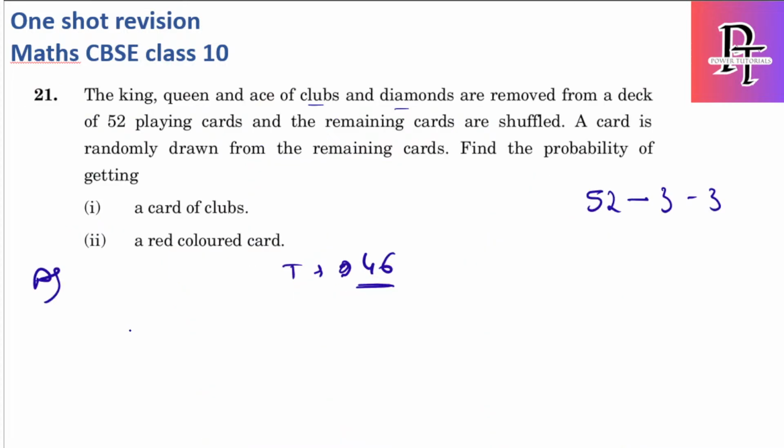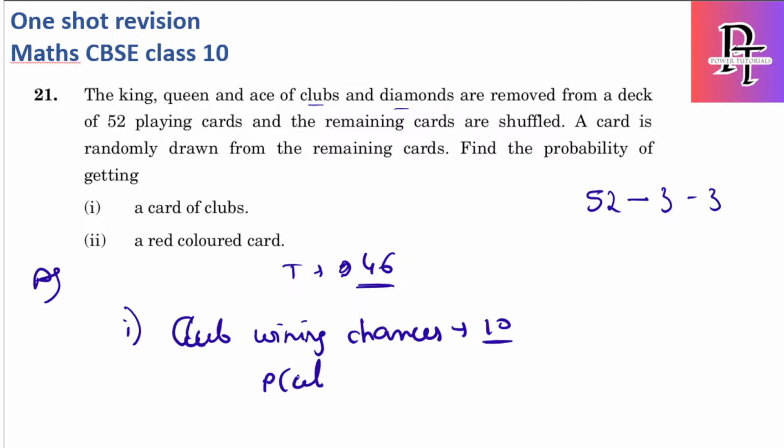So the first answer, clubs winning chances is equal to 10. Why? Because 3 cards are removed. So P of club is equal to winning 10, total 46. If you divide by 2, it becomes 5 by 23, which is the answer for the first one.